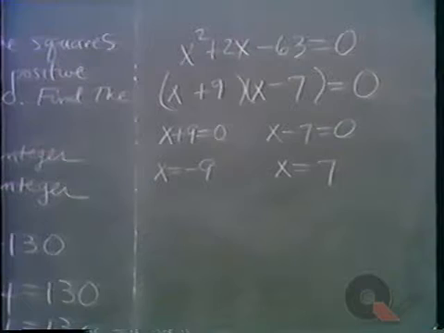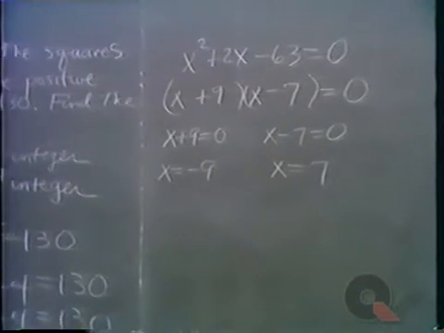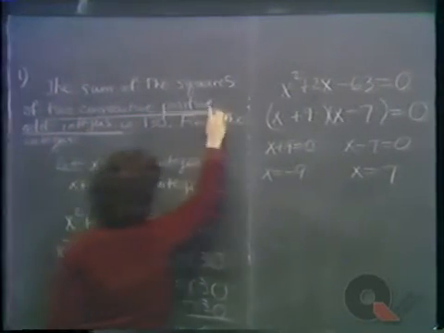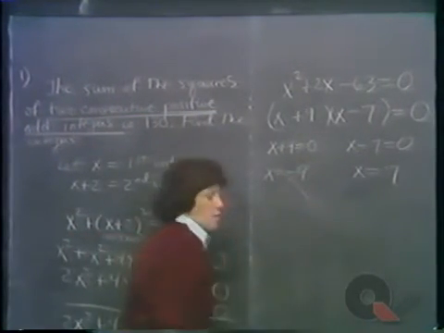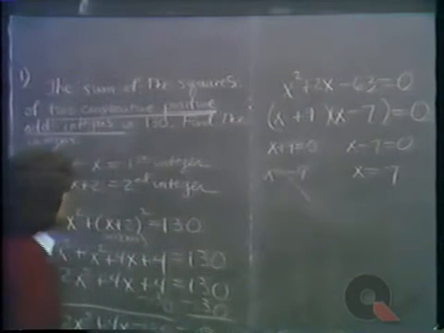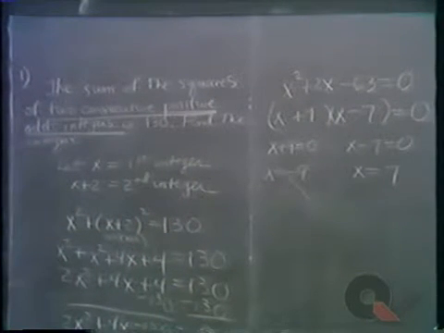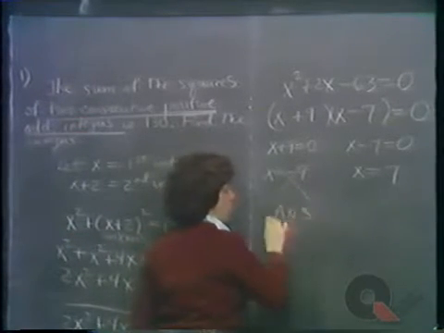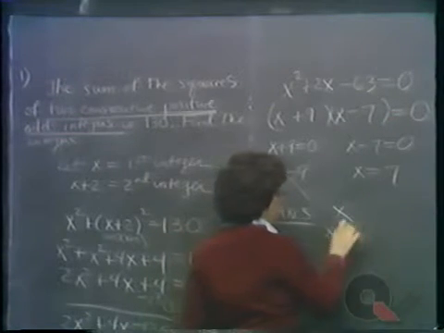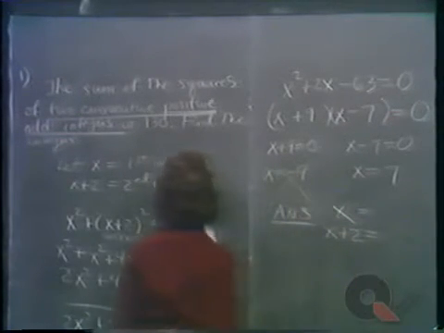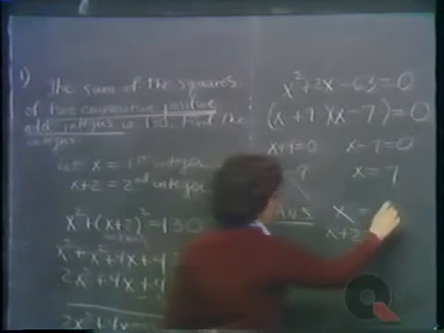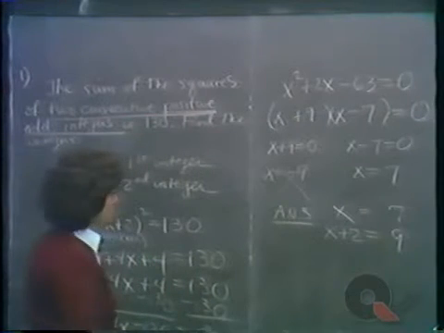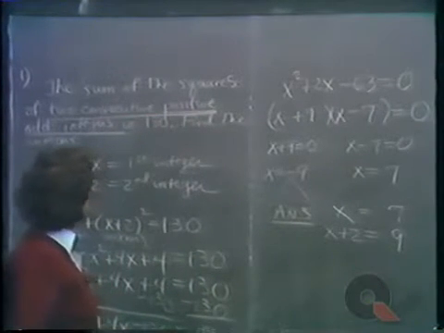Two possible answers. Now, it said over here we're looking for two consecutive positive odd integers. Positive. So we will reject x equals minus 9 since it's not positive. So our only answer here is x equals 7. x equals 7 would be the first integer, x and x plus 2. Okay, these are the consecutive positive odd integers. If x equals 7, then x plus 2 would be 9. And I claim that the answers are 7 and 9, two consecutive positive odd integers.